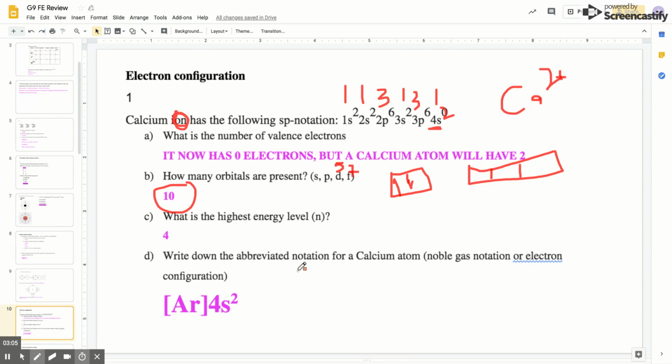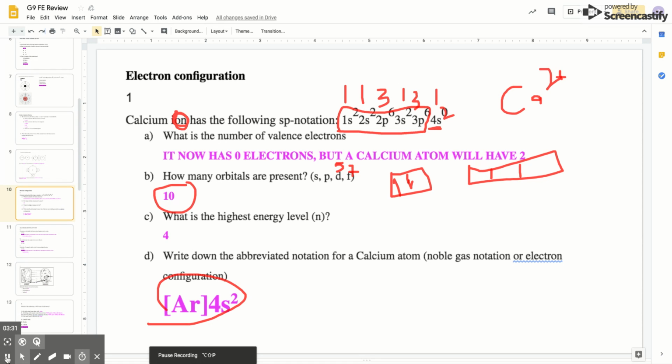Write down the abbreviated or noble gas configuration for calcium atom. It means that you just have to look for the closest noble gas configuration from here, and that's going to be argon. Argon is going to have all of this configuration, and you're going to be left with 4s2. So that's why this is the answer.